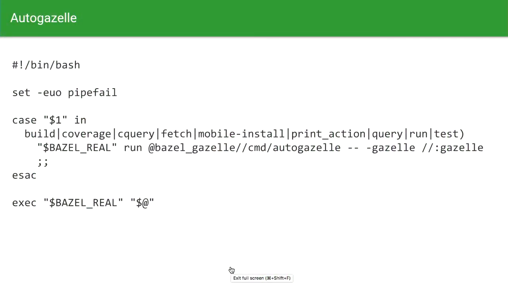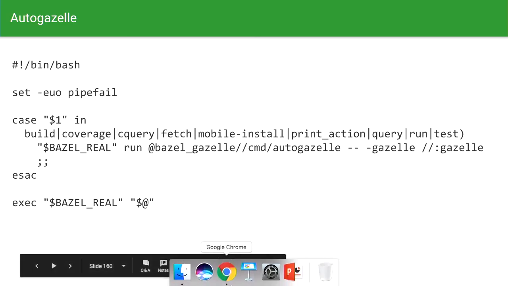So how does that work? We have a bash script, and it's installed in tools/Bazel. And thank you. The Bazel that's in your path, when you run a Bazel command, is going to look for the script. And if it finds it, it's going to execute it instead of the real Bazel. So this script is going to run Autogazelle. And when it's done, it'll execute the real Bazel with your original command line arguments.